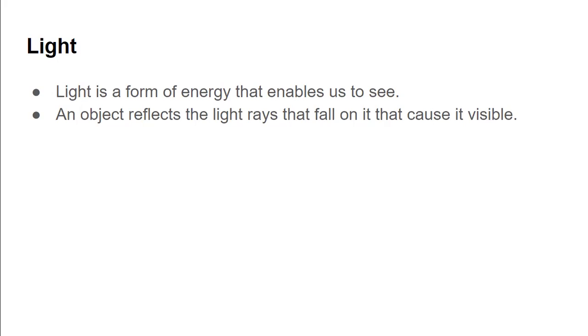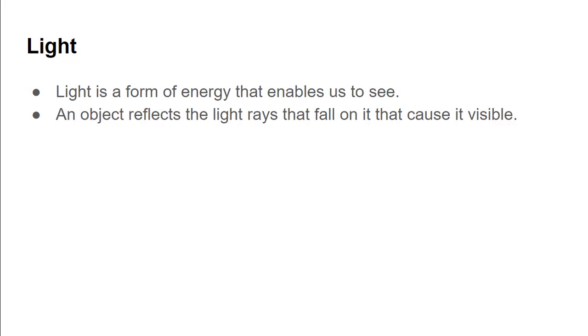Then what work is done by the light? That enables us to see. Because of the light, we can easily see the object. How can we find the objects? An object reflects the light rays that fall on it, and that makes it visible. Light helps us to see the objects. That's why we call light a form of energy.